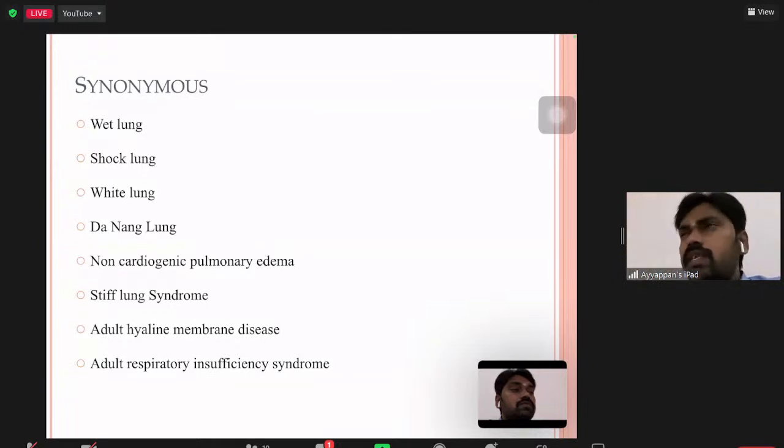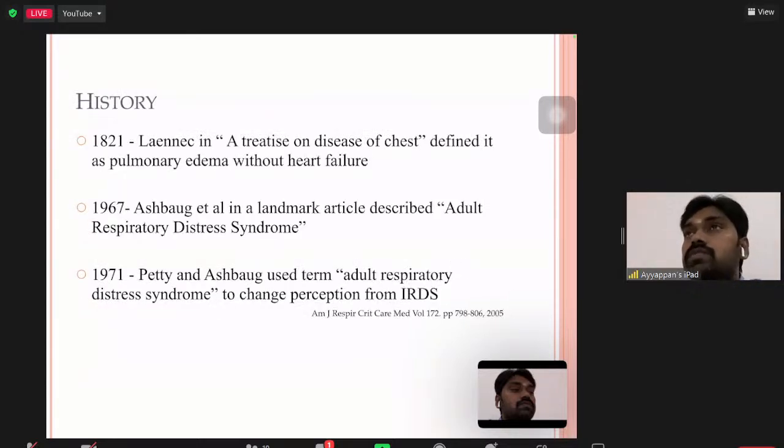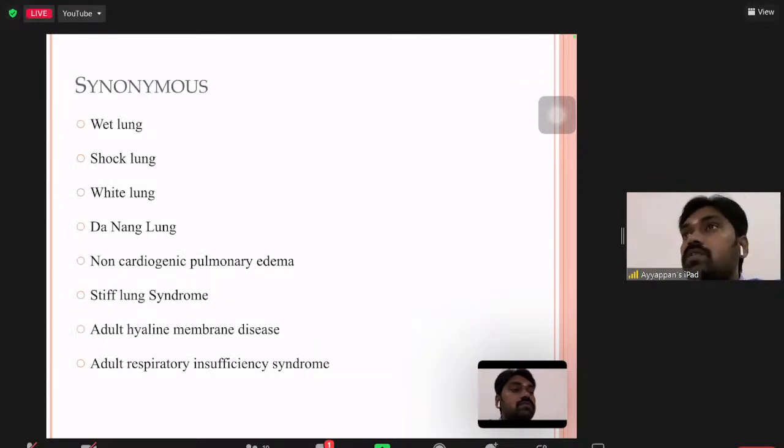ARDS as such is not new to the medical fraternity or humankind. Actually, way before in 1821, that is 200 years ago, Laennec in a treatise on diseases of the chest defined it as a pulmonary edema without heart failure, which still holds good and is still what we are telling about ARDS. During the course of history, it has gone by various names, including wet lung, shock lung, and white lung, based on the different clinical pictures which people noticed.